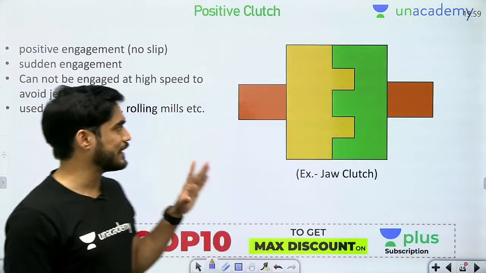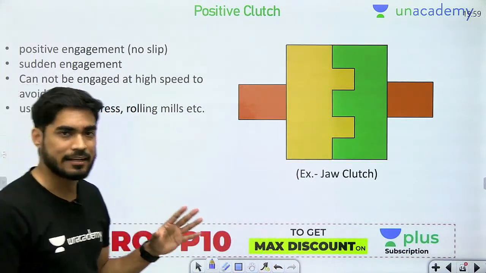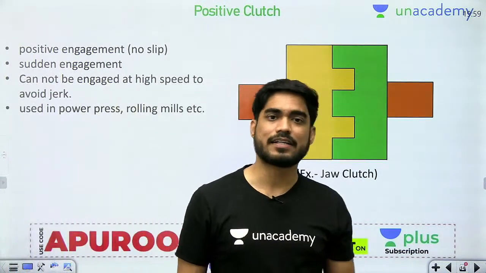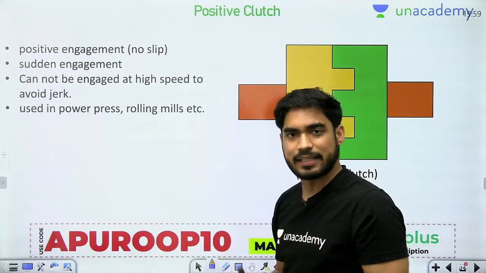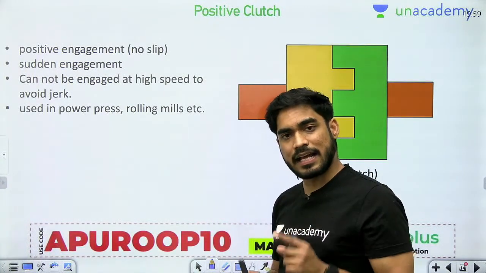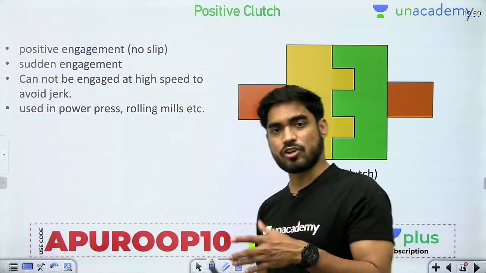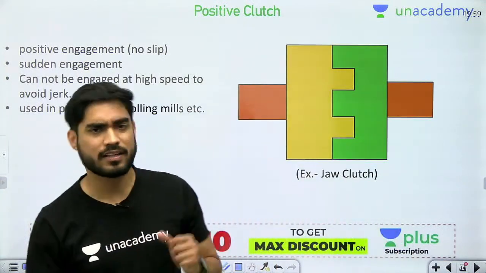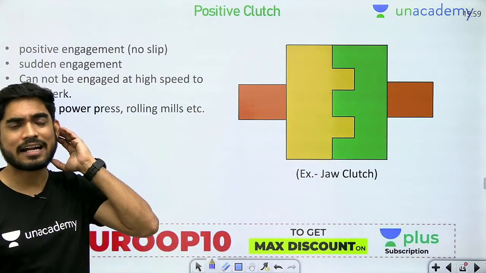So beta, what is the disadvantage of the positive clutch? The disadvantage of the positive clutch is that when it is connected, the engagement is sudden, so there is shock and vibration. Now you will ask me, you have told the disadvantage, what is the advantage?